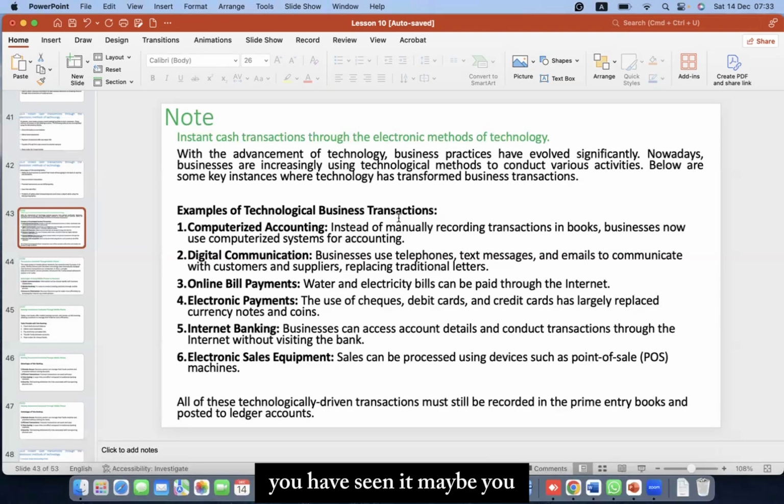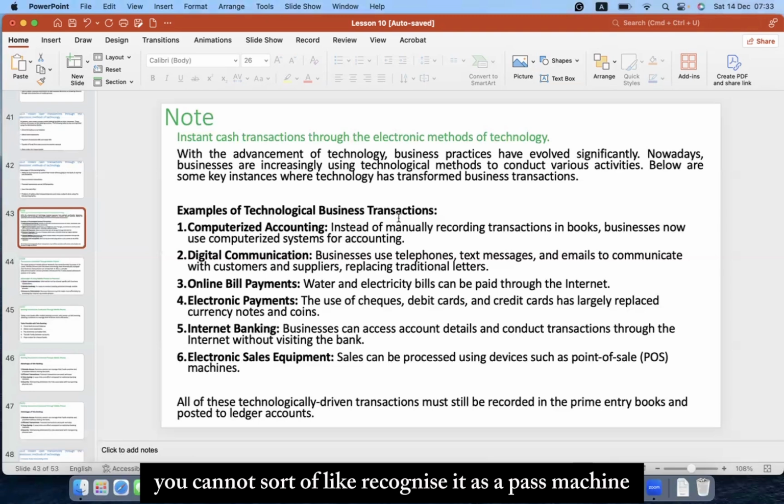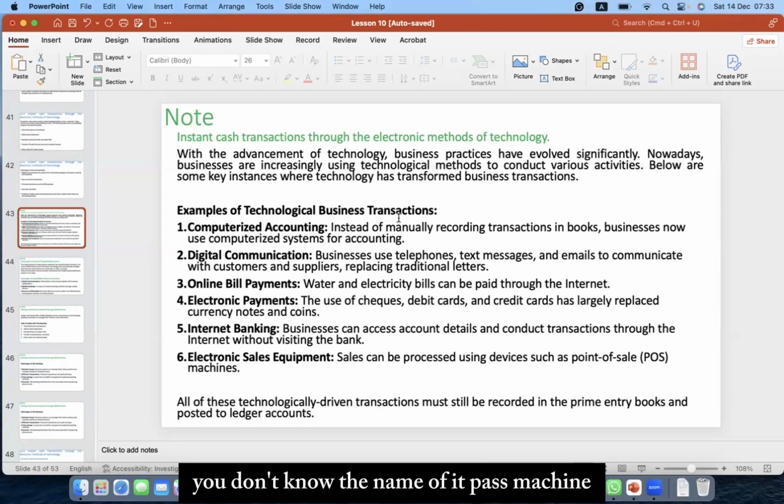You'll have seen it. Maybe you cannot recognize it as a POS machine. You don't know the name of it.